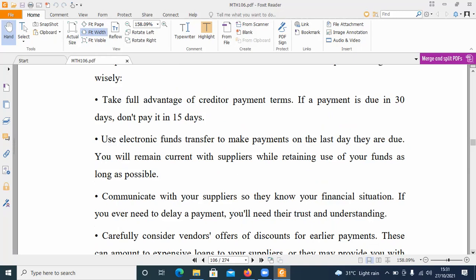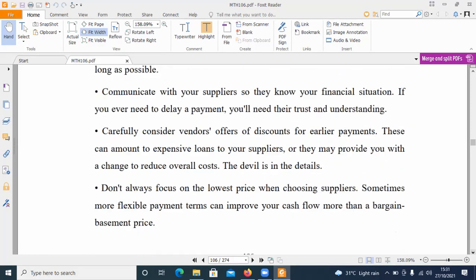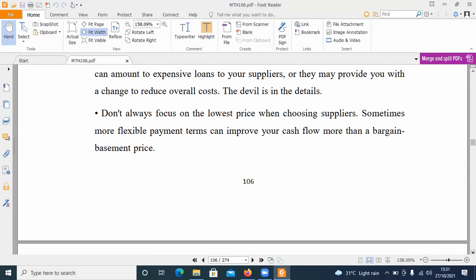So this is talking about managing your payables. These are techniques of managing. Take full advantage of creditor payment terms. Use electronic fund transfer to make payment. Communicate with your suppliers so they know your financial situation. Carefully consider vendors' offers of discount for earlier payments. Don't always focus on the lowest price when choosing suppliers. Sometimes more flexible payment terms can improve your cash flow more than a bargain basement price.